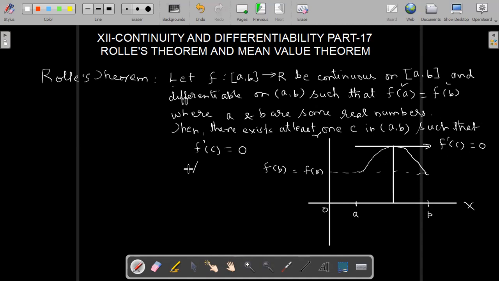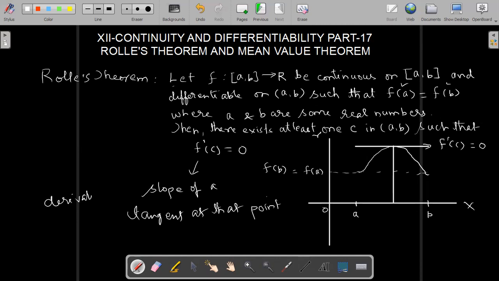If the tangent is parallel to the x-axis, that means the derivative at that point is 0, which means the slope is 0. The derivative represents the slope of a tangent at that point.